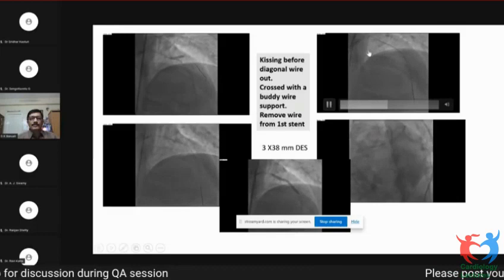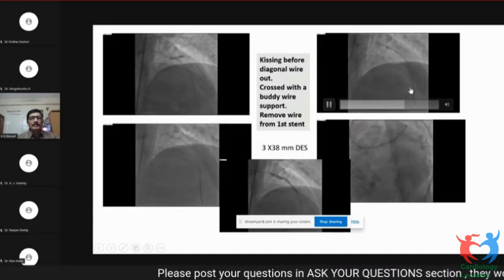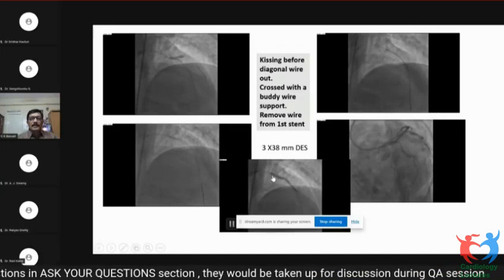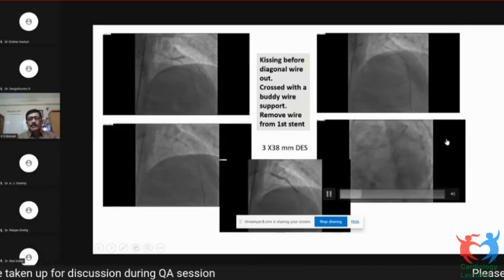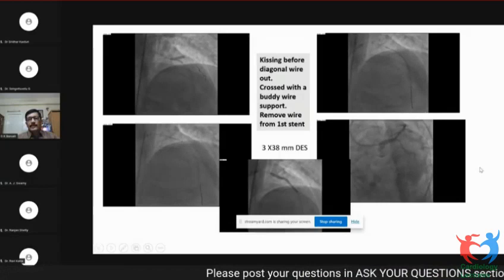So it was a little difficult, but we had to put a buddy wire. Through the buddy wire, again, we put the stent here. So this is the stent. LAD stent was deployed. You can see that. LAD stent deployed here, and this is the positioning of the stent right from the ostium to the second stent overlapping here, and finally we did a kissing.